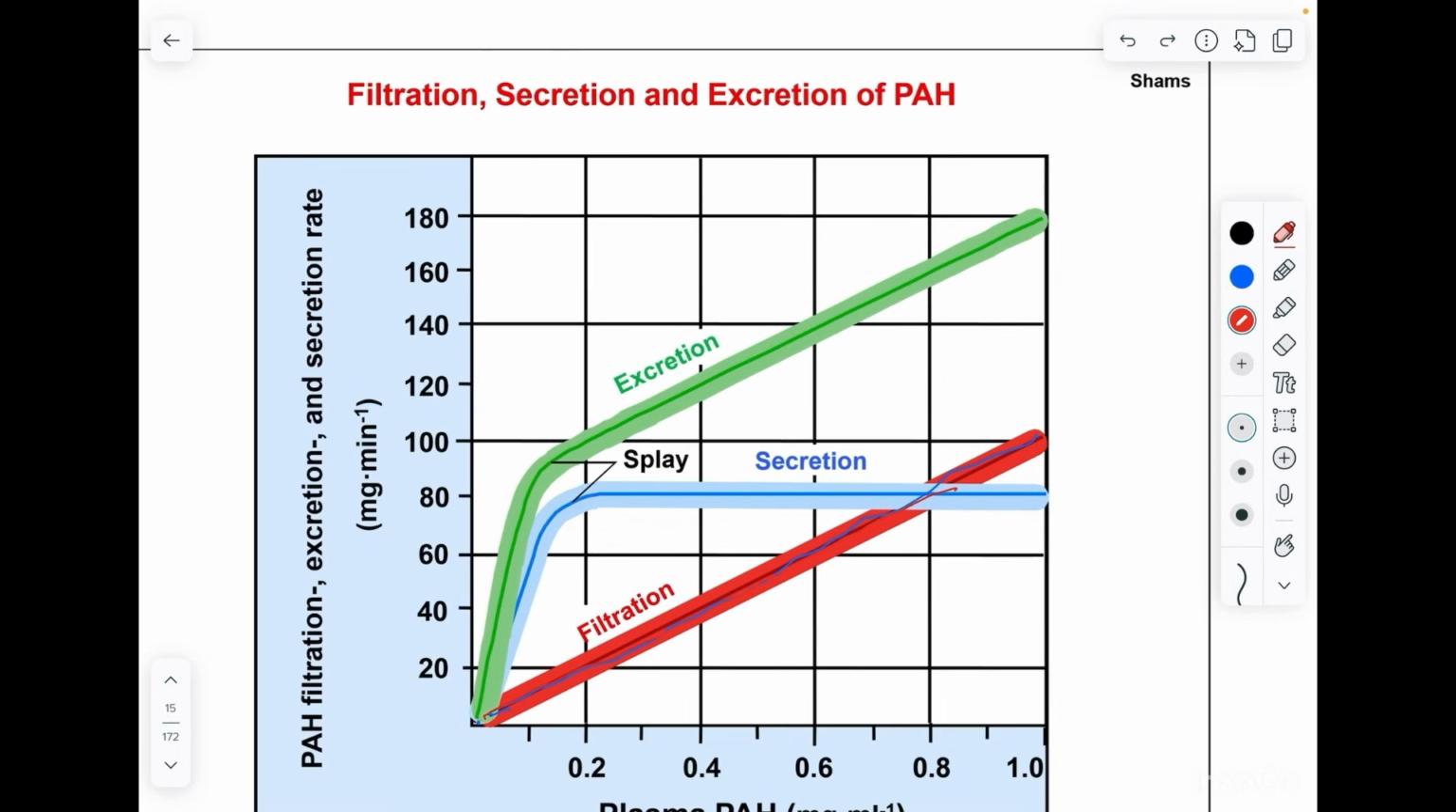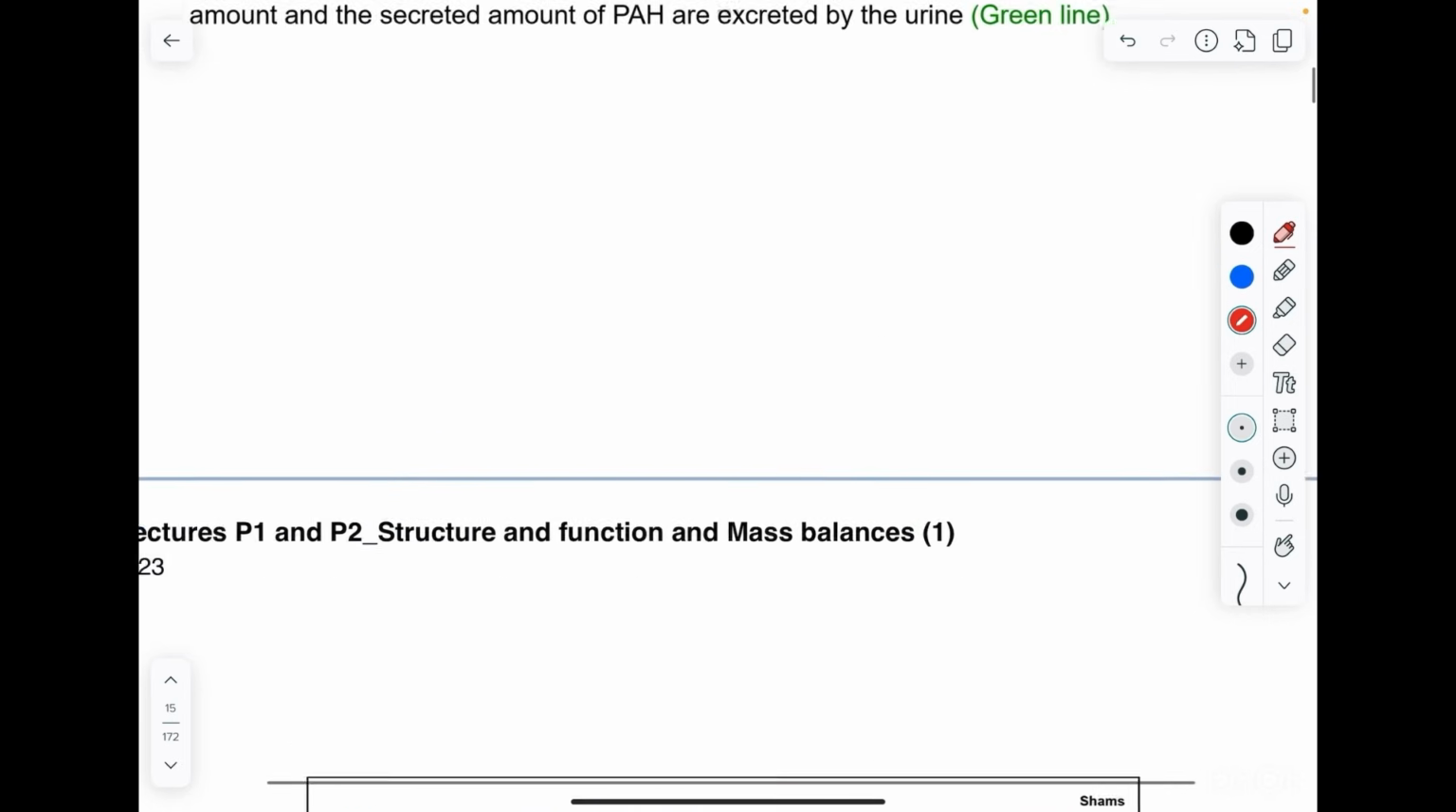And if we were to look at the excretion, the excretion is equal to the filtration plus the secretion, right? So how much we filtered and how much we secreted into the tubular fluid. You will see that it's increasing rapidly, and then once you have this plateau, it will increase the same amount as the filtration, because only filtration is affecting it. Secretion is done. Hope that makes sense.